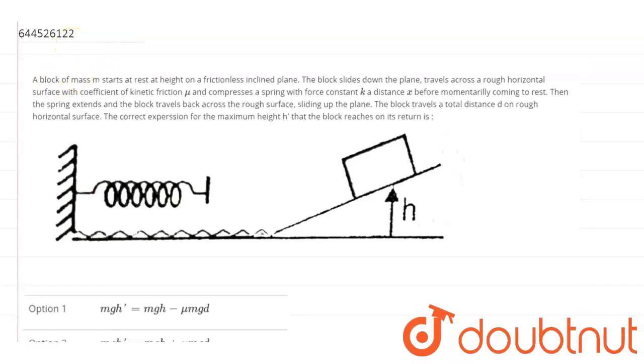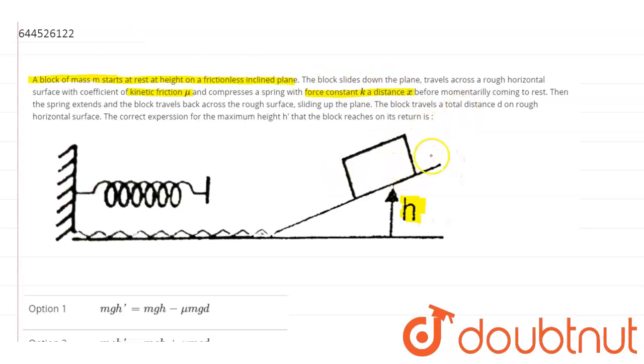A block of mass m starts at a height on a frictionless inclined plane. That height is h. The block slides down the plane, travels across a rough horizontal surface with coefficient of kinetic friction mu, and compresses a spring with force constant k a distance x before momentarily coming to rest. Then the spring extends and the block travels back across the rough surface, sliding up the plane. The block travels a total distance d on rough horizontal surface. The correct expression for the maximum height h dash that the block reaches on its return should be.